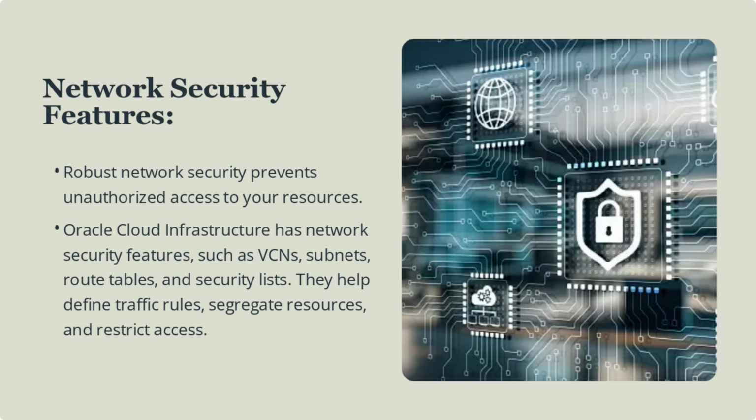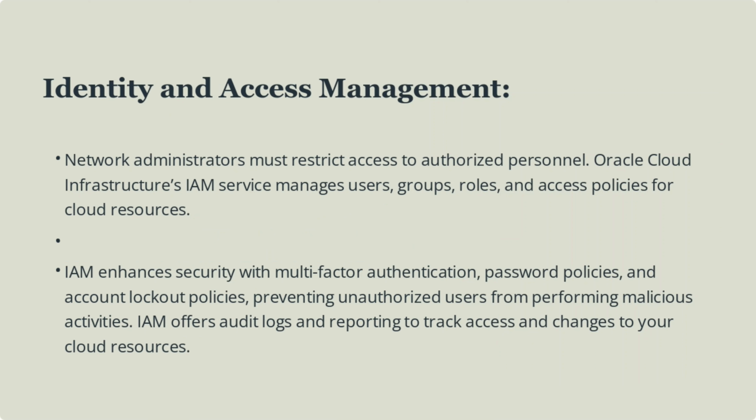Network security features are crucial for protecting our resources from unauthorized access. Oracle Cloud Infrastructure offers robust network security features, including VCNs, subnets, route tables, and security lists. These features help define traffic rules, segregate resources, and restrict access, ensuring a secure environment for our Oracle Cloud DBA training. As a network administrator, it's crucial to restrict access to authorized personnel.